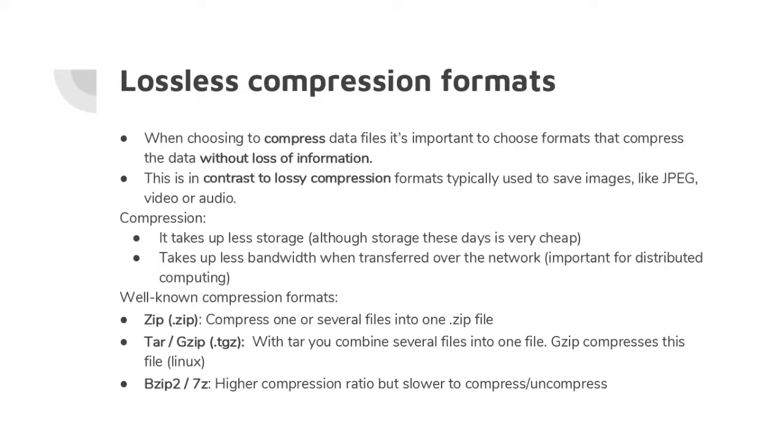Other two algorithms are bzip2 and 7zip. So here the difference with zip is they have a higher compression ratio, but they're a little bit slower to compress and uncompress. So you have to make a trade-off there. You can use bzip for a large file, and the result will be even less. You will use even less storage than zip, but it's slower than zip. So that's a trade-off you have to make.